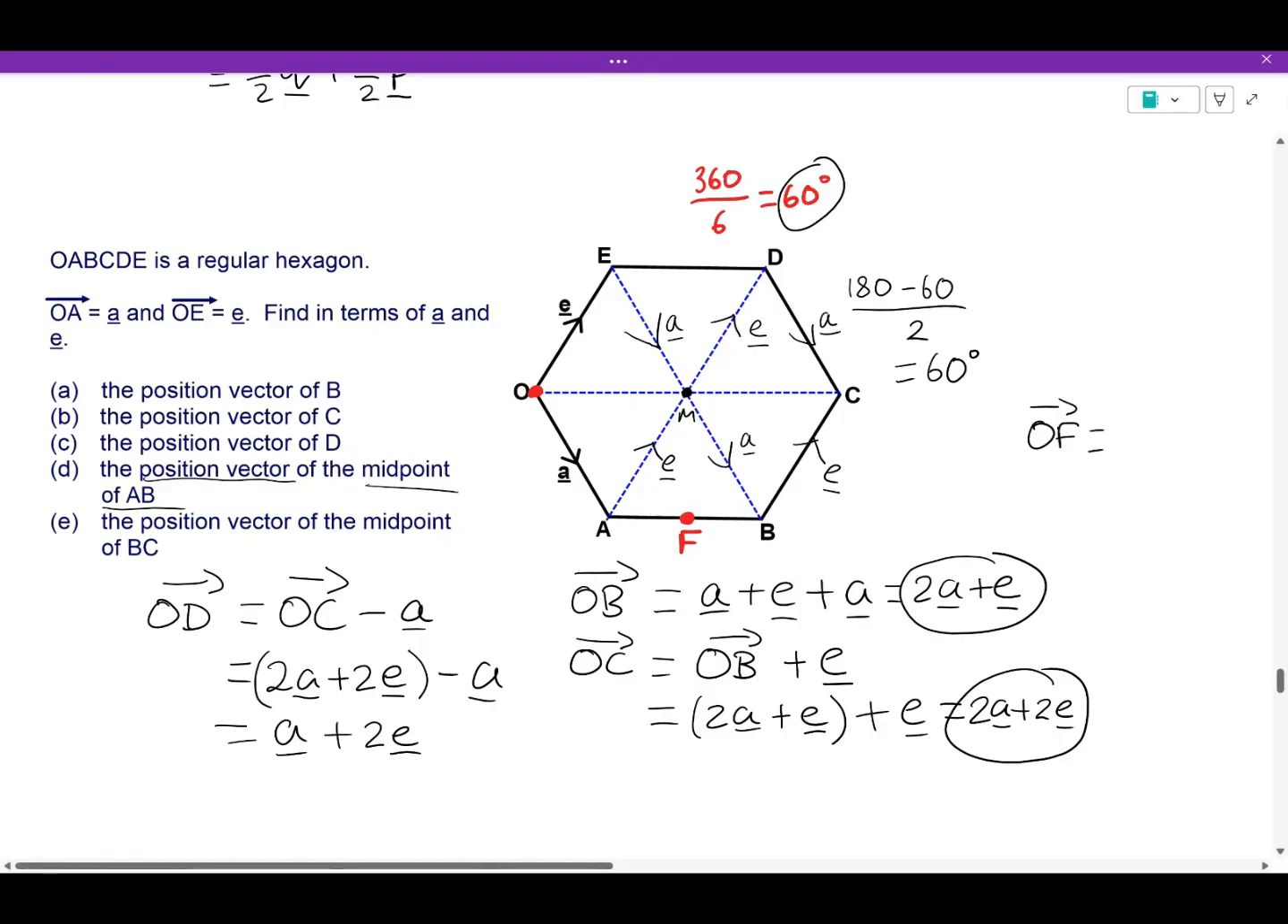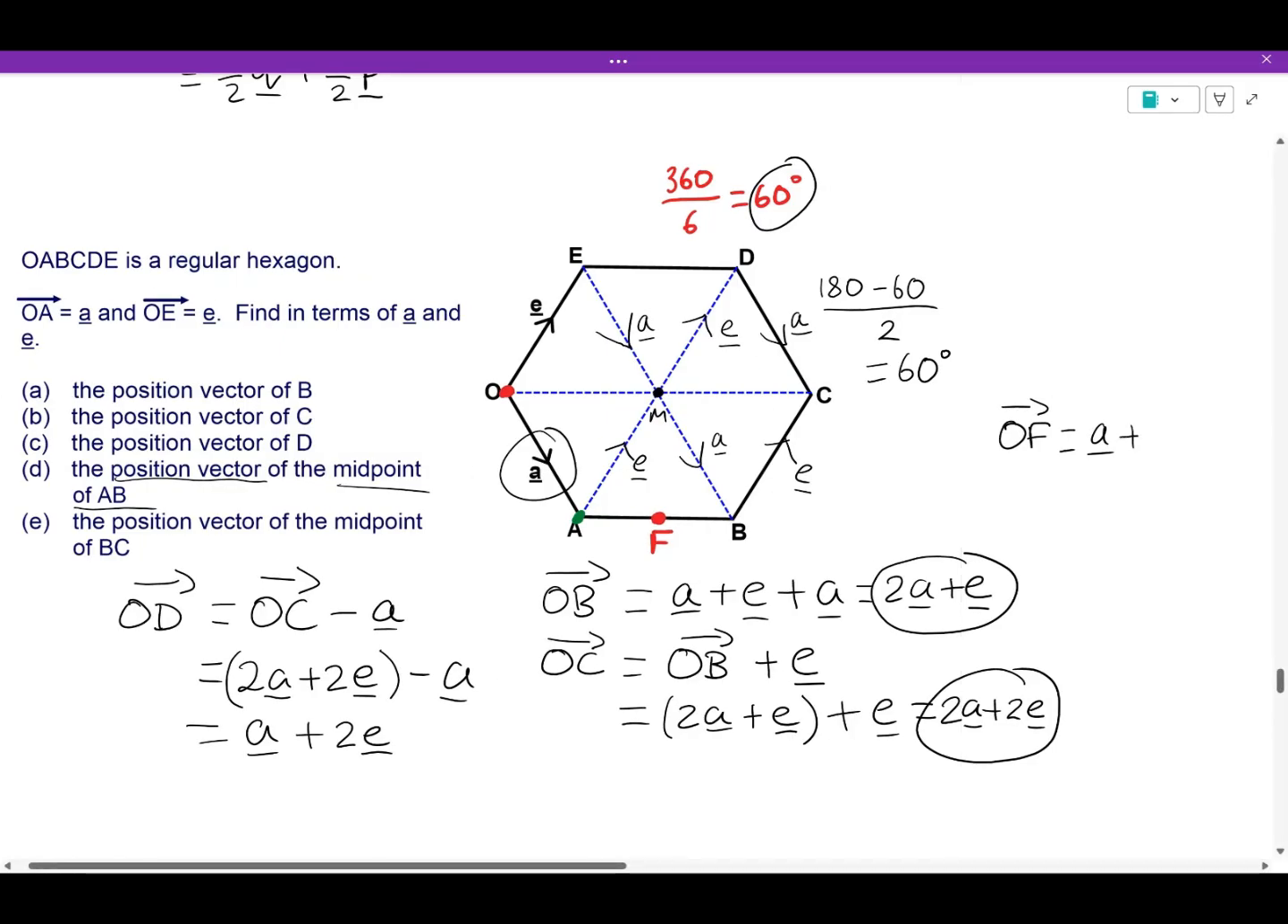So if we're at O, what could I potentially try and do first? Well, I could go down to A. So I could make my way down here using this vector. So I'm going to write in an A. And in order to get from A to F, okay, well, F is the midpoint of A to B. Therefore, I would need to find A to B and half it and add that on. So we need to add on half of A to B.